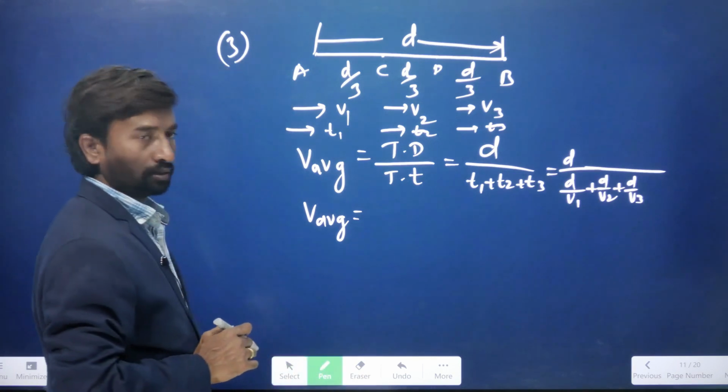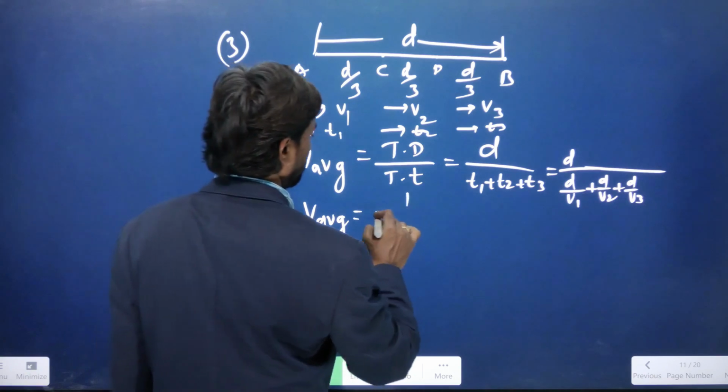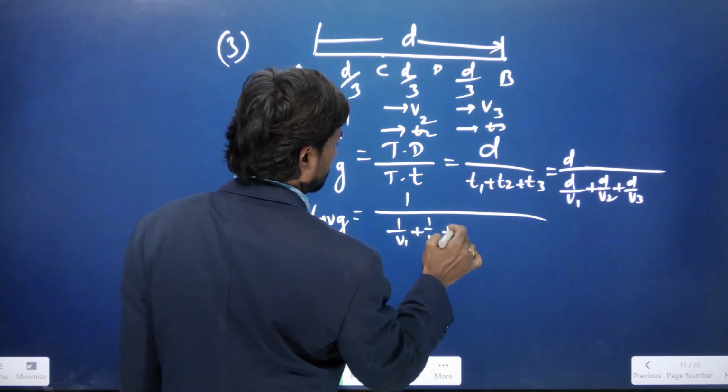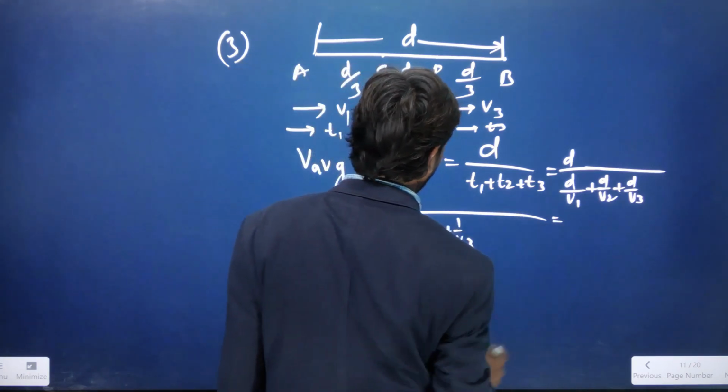In the denominator, D is a common term, so we can take it common and cancel with the numerator D. If you cancel there, we will get 1 by V1 plus 1 by V2 plus 1 by V3. Now, if you simplify this, what do you get?